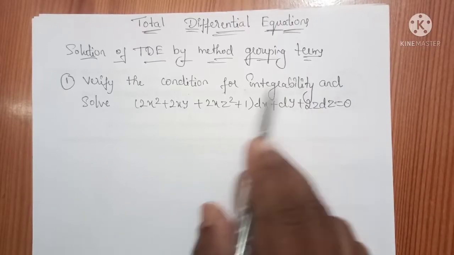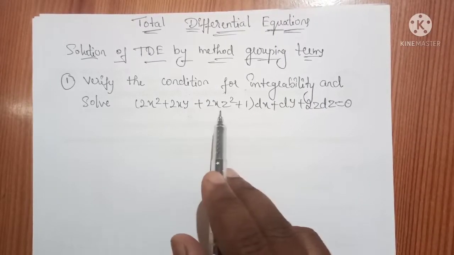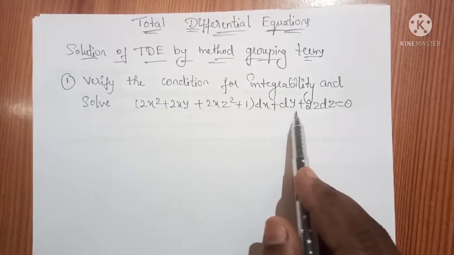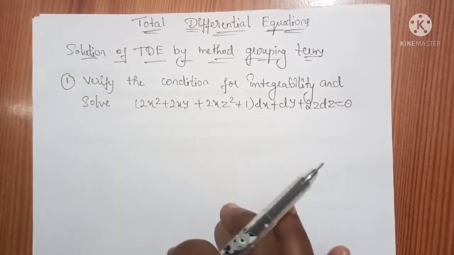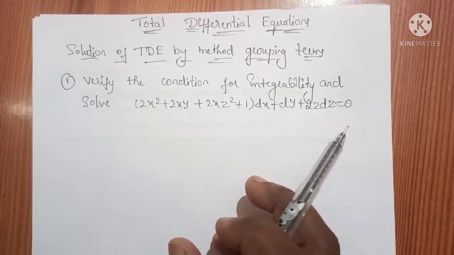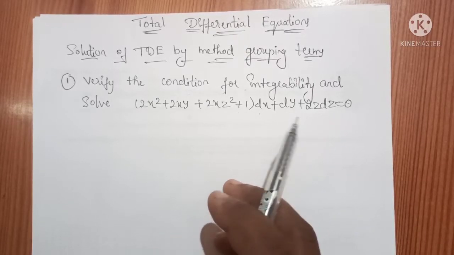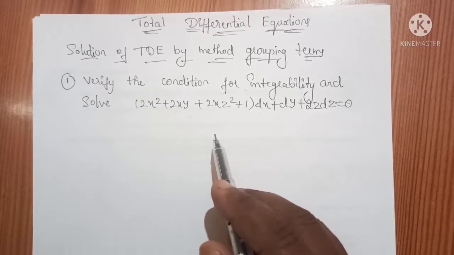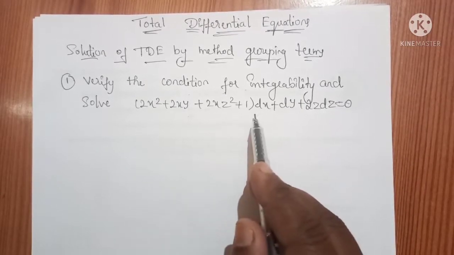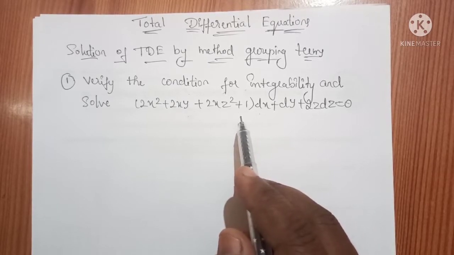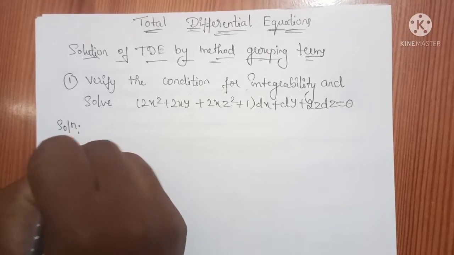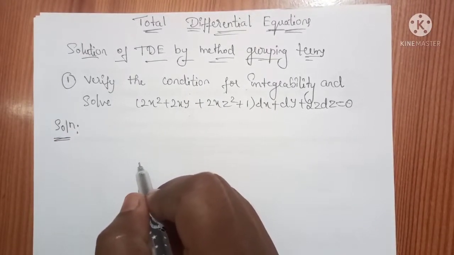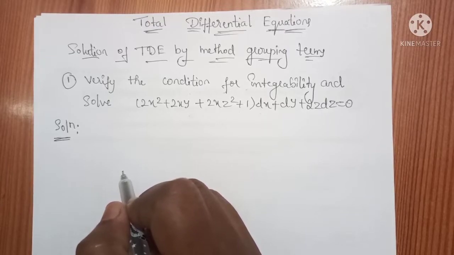Verify the condition for integrability and solve (2x² + 2xy + 2xz² + 1) dx + dy + 2z dz = 0. So in this we group the terms such that it can be easily integrable, and even this can be solved by using one of the variables as a constant. That is, in this case we can choose x as constant, then we get dx = 0, and we can proceed the same procedure as we did in the last video. But here we use the method of grouping the terms, so that will be easier than treating one of the variables as a constant.